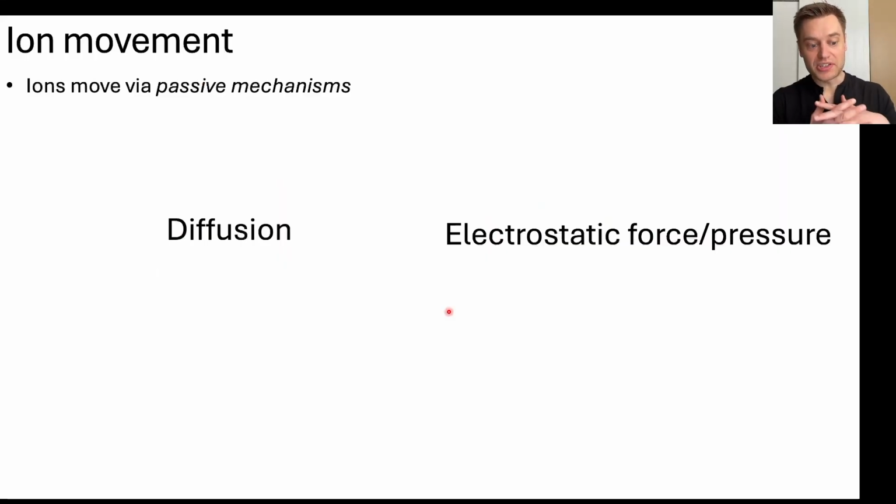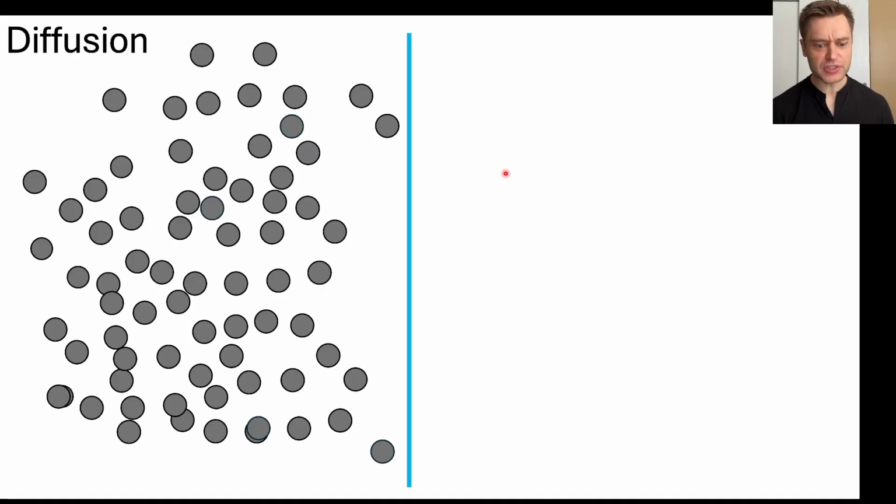In order to understand why ions are moving in a certain way, we have to understand ionic movement. We have to understand the passive mechanisms that cause ions to move in one way or another. So these two mechanisms that we're going to talk about are diffusion and electrostatic force or pressure. It's the same thing, whether we say electrostatic force or electrostatic pressure. So the first concept is pretty easy to understand, which is diffusion.